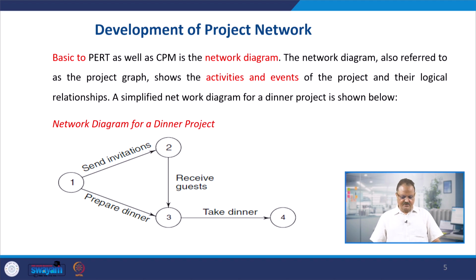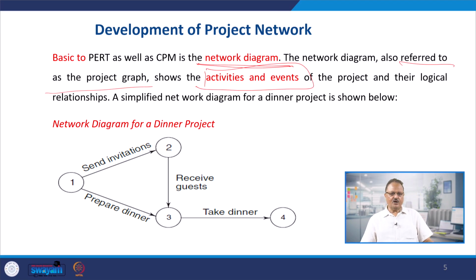So when we want to develop the network structures or the project networks for controlling the affairs of the project, it means we have to understand it in totality, that basic to PERT as well as CPM is the network diagram. This is the first thing, the basic of implementing PERT and CPM. If you want to take the help of PERT and CPM, the basic requirement is developing the network diagram. The network diagram, also referred to as the project graph, shows the activities and events of the project and their logical relationship. This is the most important thing.